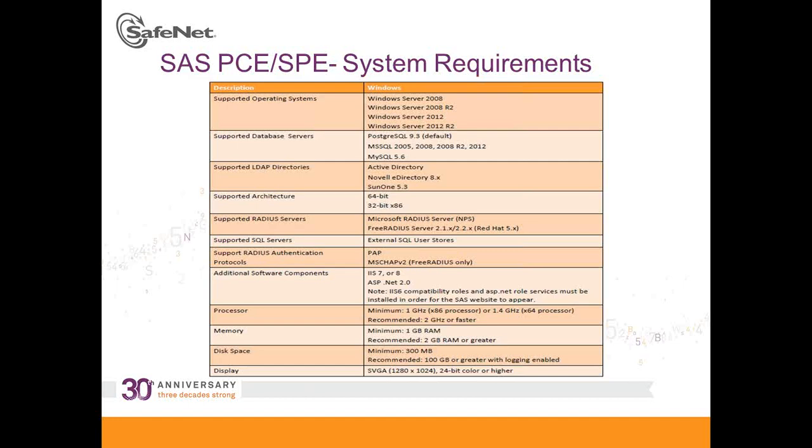We do support SQL as a user store. The solution supports PAP and MS-CHAP v2, and as you can see, one of the agents that we have for the Service Provider Edition is the FreeRadius for NPS. We support IIS 7.8, ASP.NET 2.05 or above. We have some minimum and recommended settings for processor, memory, disk space.